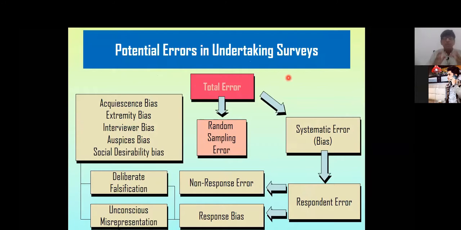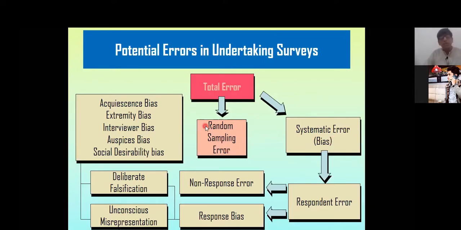So these are the errors which you have to solve. The first error is the total error. The total error is a combination of the random sampling error and the systematic bias. When you combine these two, it becomes a total error. That means 50% of the error is caused by the random sampling error, and 50% is caused by the systematic bias or systematic error, or we can also use bias in the total error.